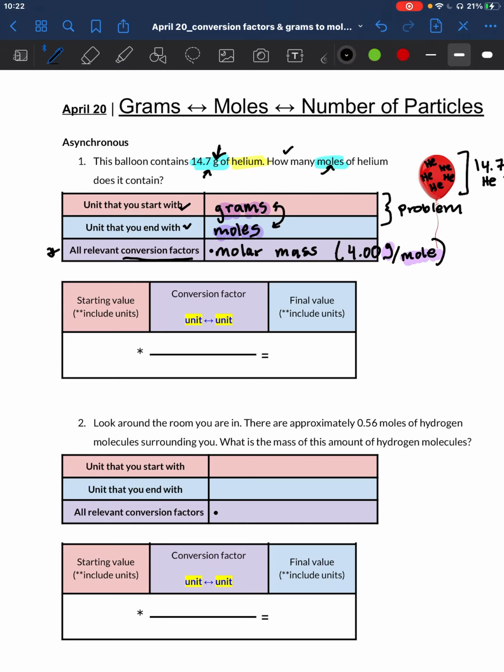Sometimes I can't convert directly from the unit I'm starting in to the unit I need to end up in. Sometimes I need to convert from one unit to another unit to another unit. But in this case, there is a conversion factor that goes directly from grams to moles, so there's only one conversion factor. There's only one step that I'll need to follow.